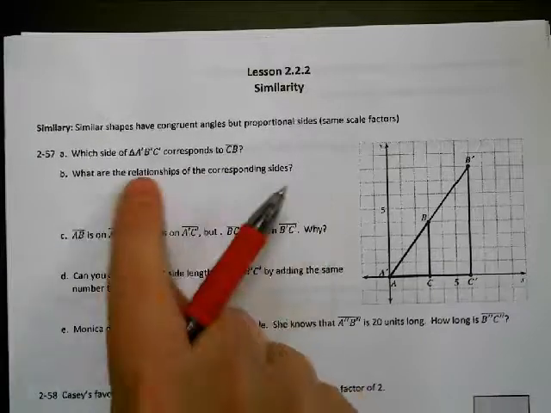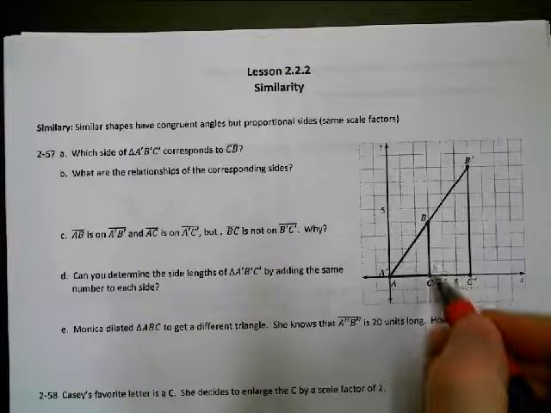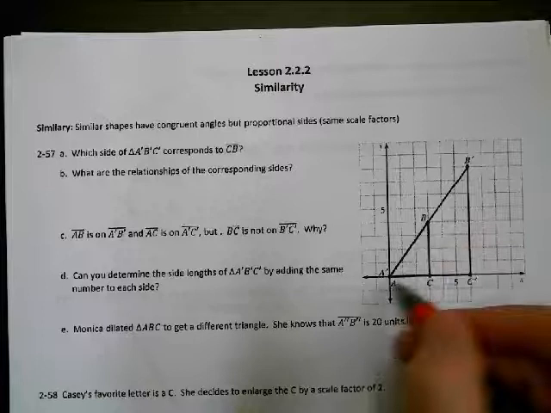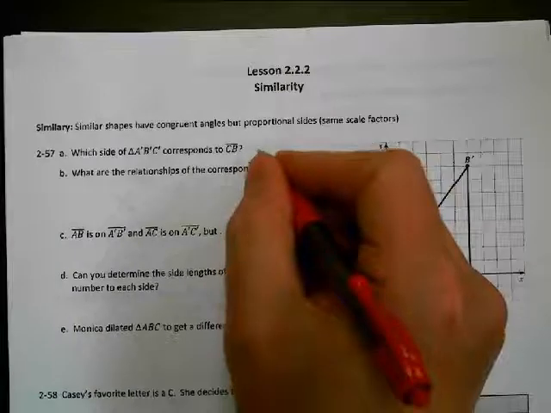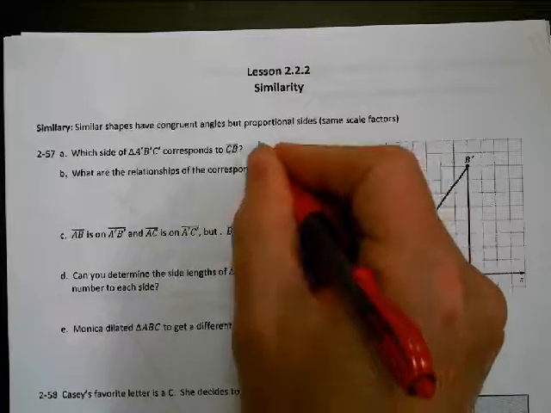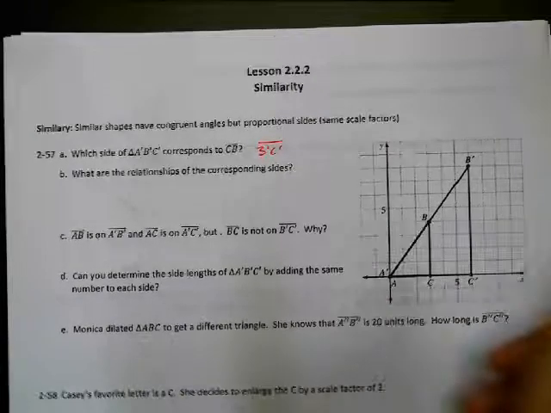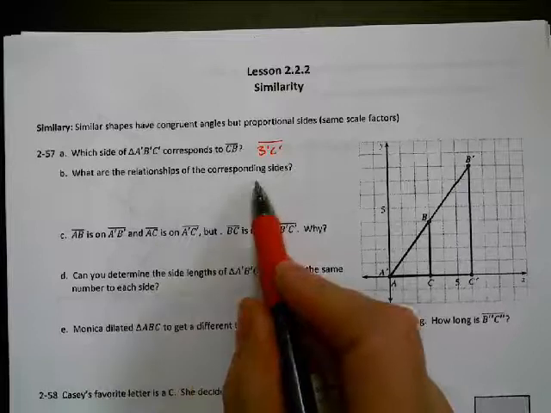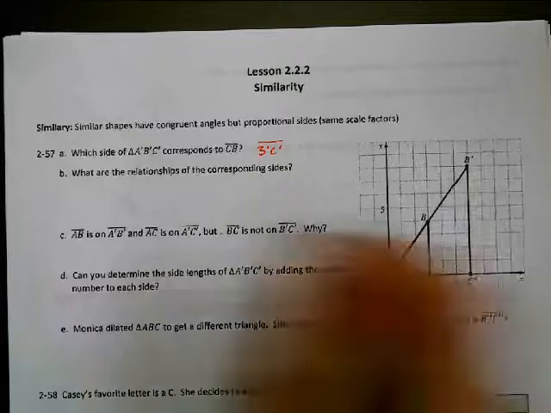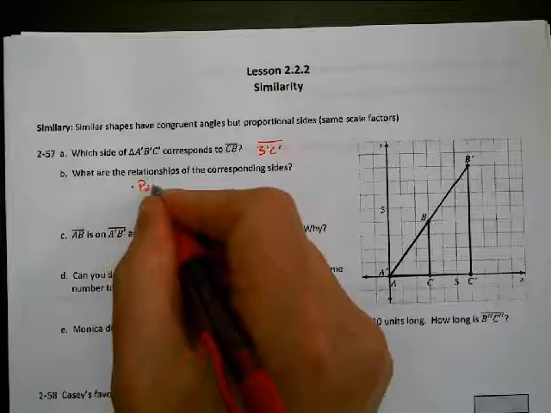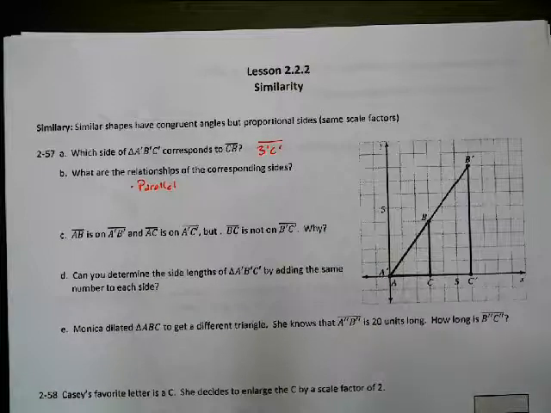So on this one, it says, which side of A prime, B prime, C prime corresponds to CB? So here's CB. Which one of this big triangle corresponds to it? And it's pretty obvious. It would be B prime, C prime. So side B prime, C prime would correspond to that one. What are the relationships of the corresponding sides? Well, these two corresponding sides are parallel to each other. So first relationship, they're parallel. Any other relationships? Well, let's see.